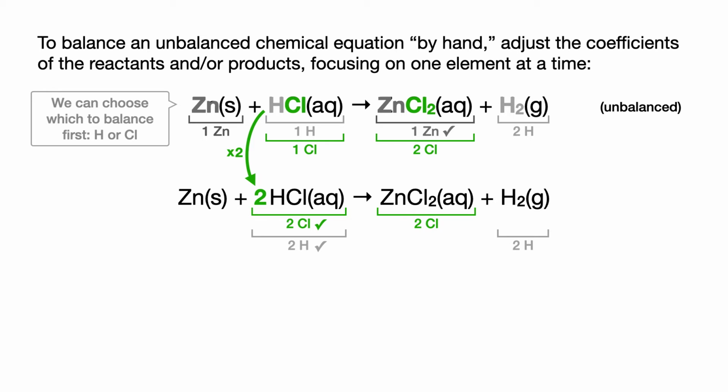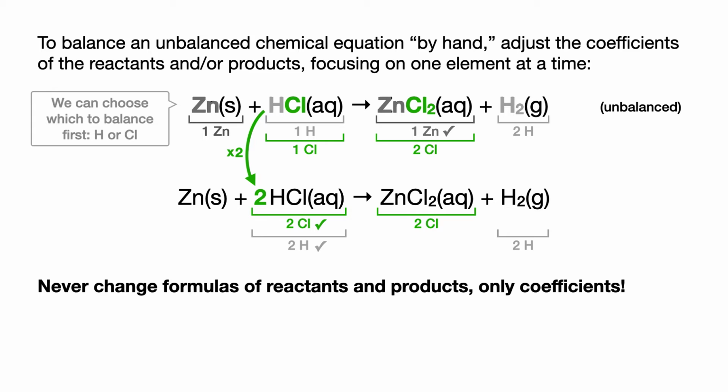Now, one thing that really needs to be understood about balancing chemical equations is, notice that I never changed any of the formulas. So I didn't change HCl, I didn't change zinc, I didn't change ZnCl2, I didn't change H2. The only thing that I changed was the amount of HCl. I changed the coefficient on the HCl. So that's really important. When you're balancing a chemical equation, you should never change the formulas of the reactants and products. You should only change the coefficients.